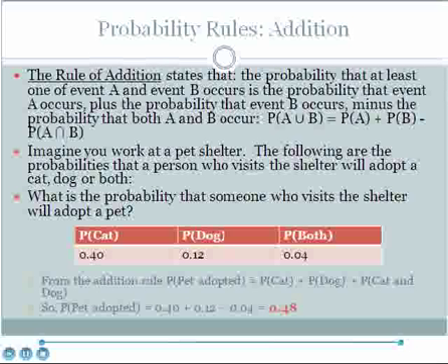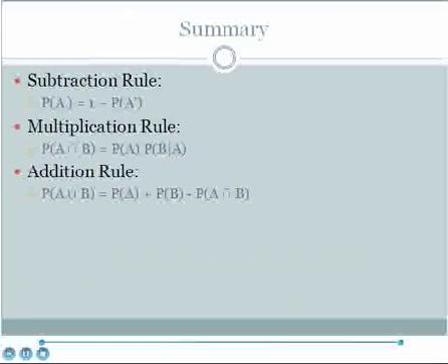In summary, the subtraction, multiplication, and addition rules are shown here. You should copy these rules into a notebook and memorize them. It is important that you're able to use them very easily in order to solve most of the problems in elementary statistics. This concludes our module on elementary statistics probability rules.